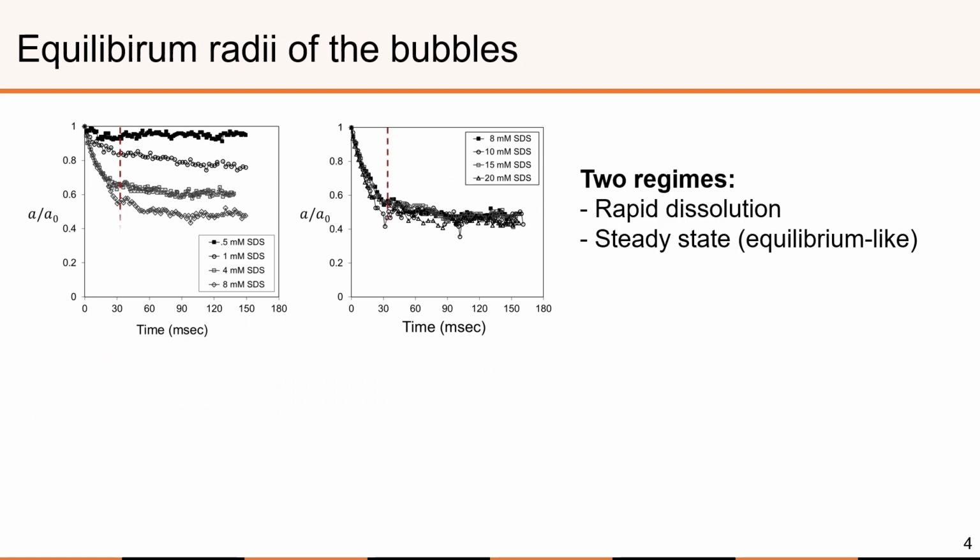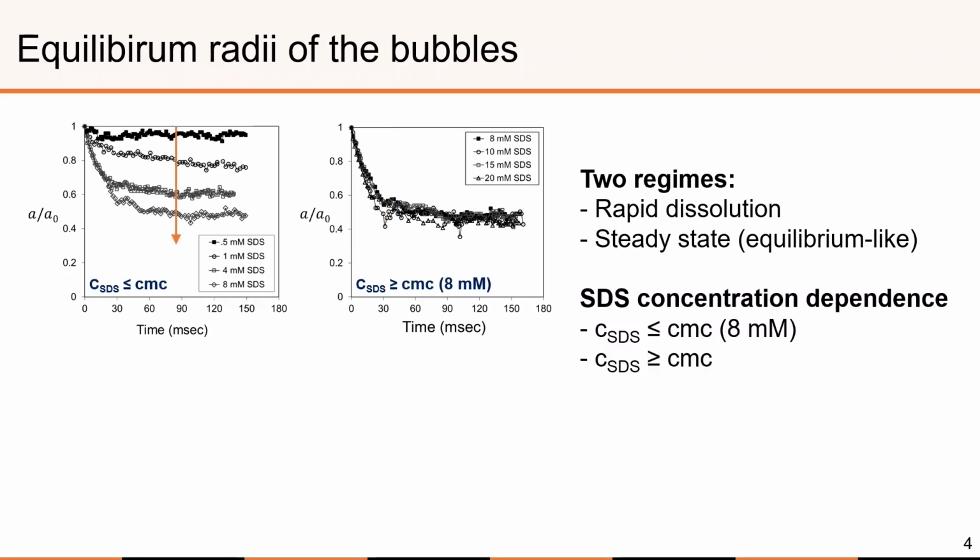First of all, under all tested SDS concentrations, we observed that the bubble size decreases rapidly for approximately 30 milliseconds after generation, and then reaches a steady state value. Also, we observed that there is clear concentration dependence below the critical micelle concentration, CMC, which is 8 millimolar for SDS. Above the CMC, there was no concentration dependence on the dissolution behavior of bubbles.